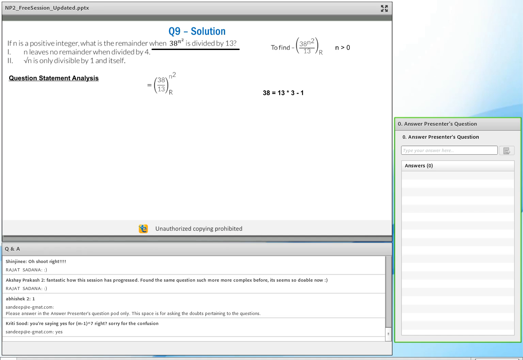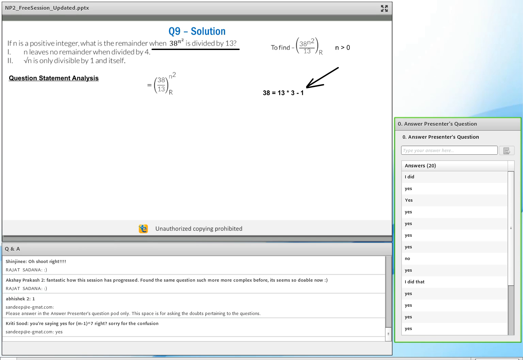How many of you did that? How many of you did this and said, okay, I'm going to express 38 as 39, 3 times 13, minus 1? Now, don't try and do that. This will start to become super complex. All right.